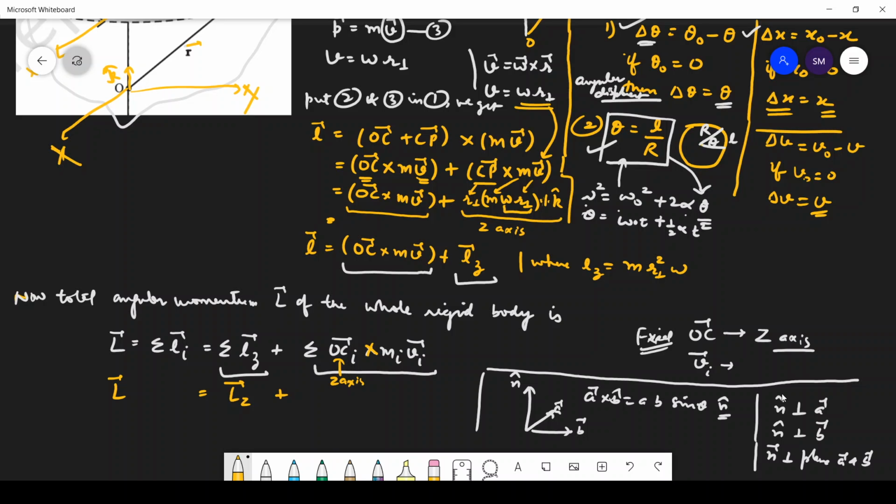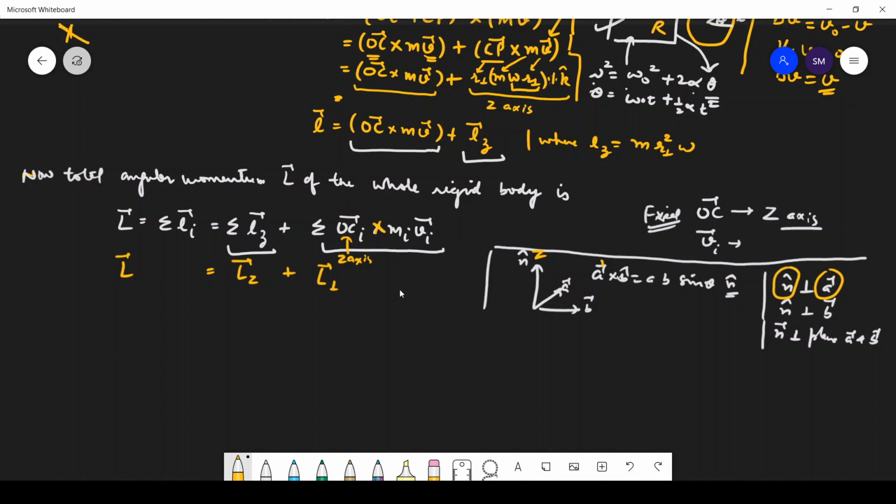Like the resultant vector is perpendicular to vector A and perpendicular to vector B. So this n is along the z-axis, and A and B are in the xy plane. So definitely this vector is going to be perpendicular to the z-axis. Hence this angular momentum will have 2 components, one along the z-axis and a second one perpendicular to this component which is along the z-axis.